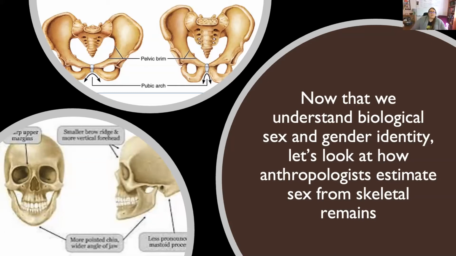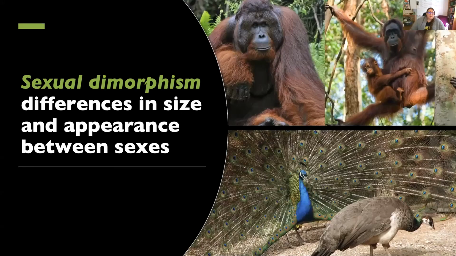So now that we've touched on the biological sex and meaning of gender identity, let's turn to how forensic anthropologists actually estimate a person's biological sex from the skeleton. So despite the intricacies of sex and gender, why is it that in most cases we actually can estimate sex from the skeleton with reasonable accuracy?